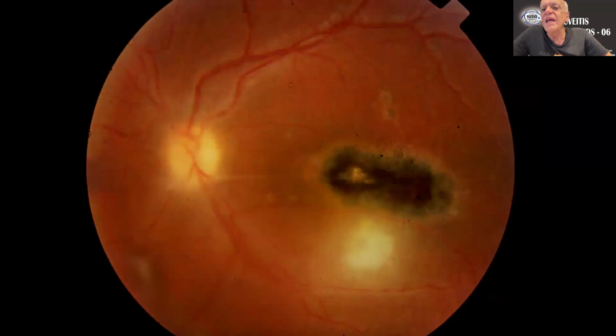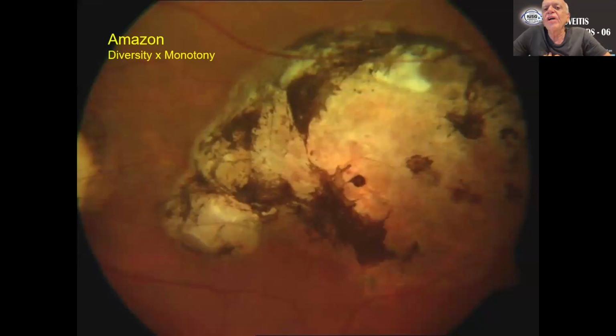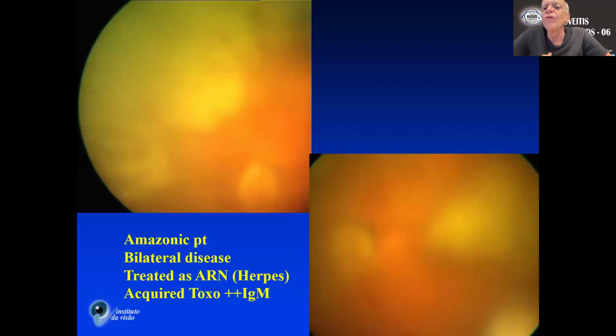Of course, some of the cases are easy, such as this one. But why do you have such a variety of clinical pictures? We do not see as much toxoplasmosis in the Amazon as you see in the south of Brazil, but usually the lesions are much larger, and maybe this is related to the strains we have in the Amazon, kind of wild strains. Also, it seems that patients in the Amazon have a clinical picture much more similar to acute retinal necrosis than in other parts of Brazil.